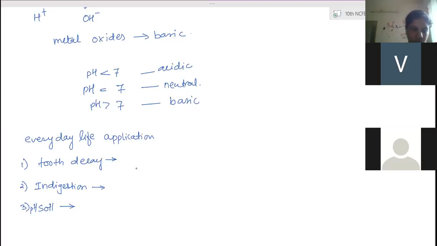So if he is sowing a crop which cannot grow in the acidic medium, and he gets to know that the soil is acidic in nature, he has to neutralize this. To neutralize it, what substances can be mixed into the soil? Quicklime, slaked lime. Any basic substance can be added, that is slaked lime, quicklime, or calcium carbonate. Limestone powder can also be added.